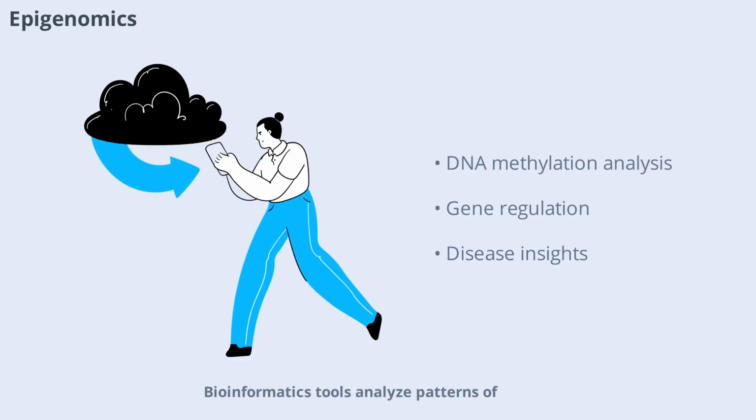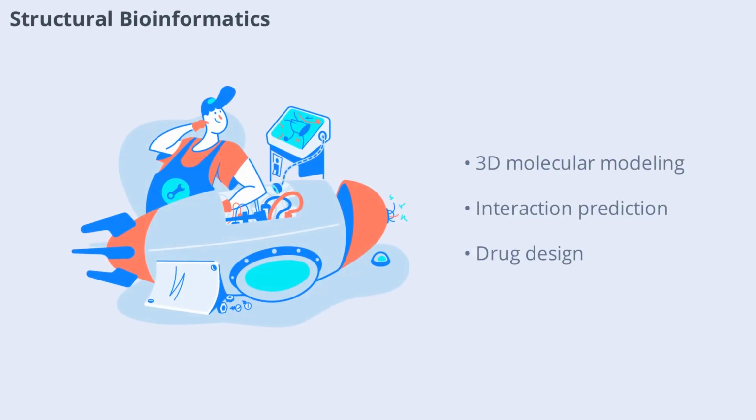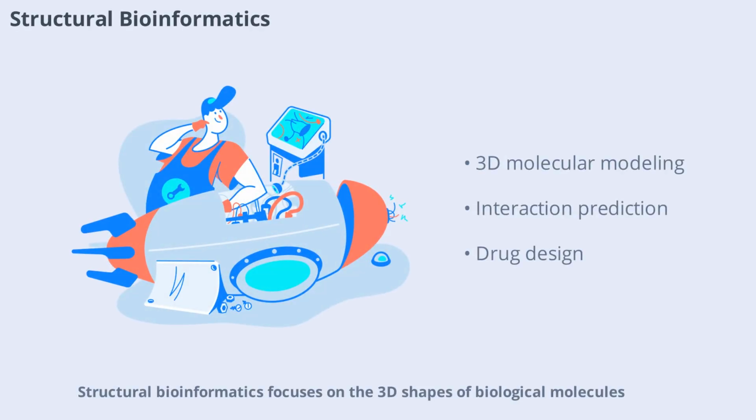Bioinformatics tools analyze patterns of DNA methylation and histone modification, revealing how genes are turned on or off in different cells. These insights are crucial for understanding development, aging, and diseases like cancer. Epigenomics adds another layer of complexity to biological data, making bioinformatics even more essential.